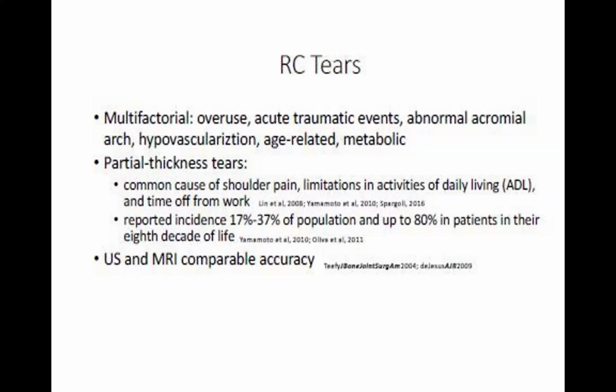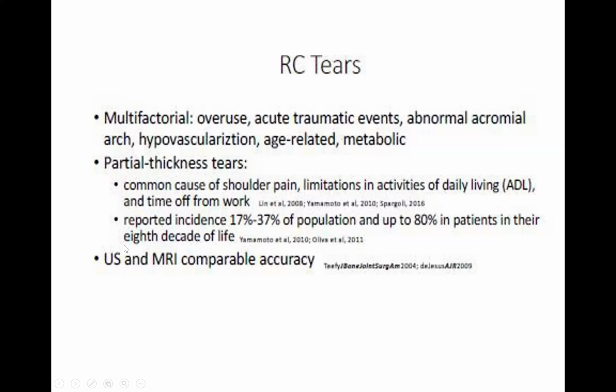So whenever there is a type 2 or type 3 acromial arch, it presses on the supraspinatus, and the tendon is more prone to tears. It could be age-related or related to some metabolic conditions. Partial thickness tears are usually a very common cause of shoulder pain, and they result in limitation of the activities of daily living.